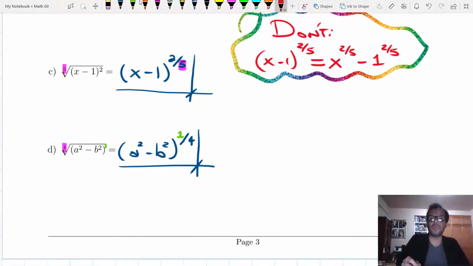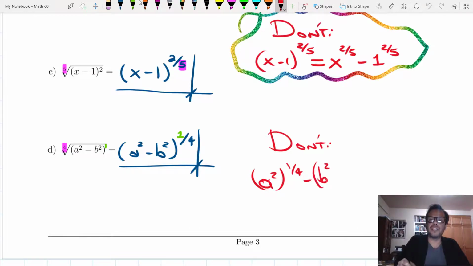And again, do not distribute this as a squared to the 1/4 minus b squared to the 1/4. Don't do that.